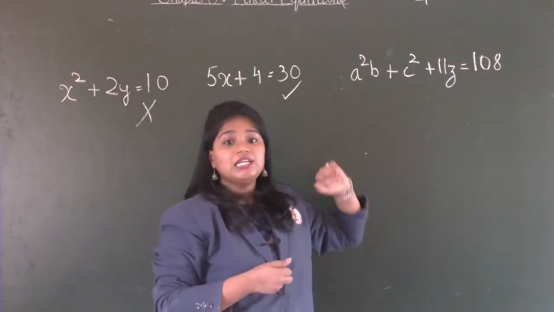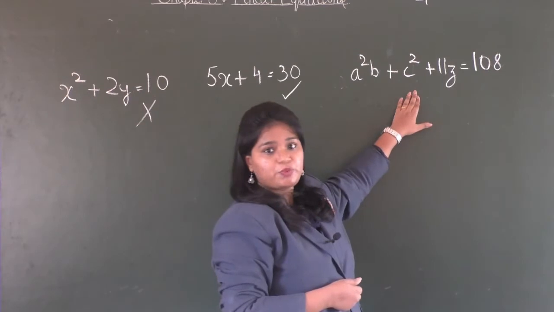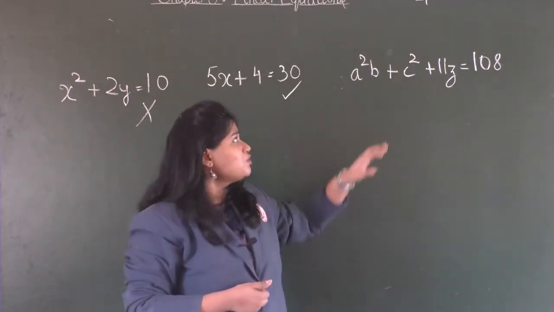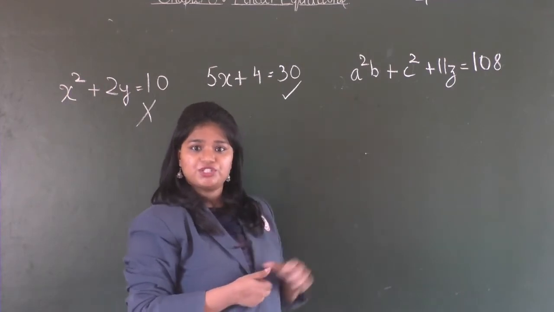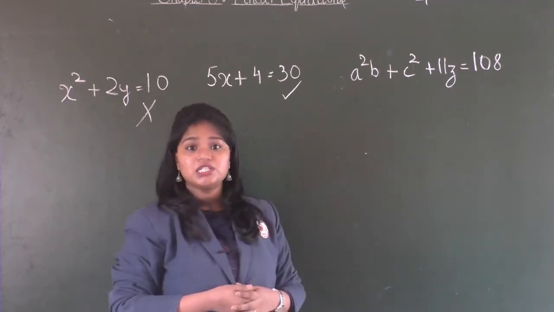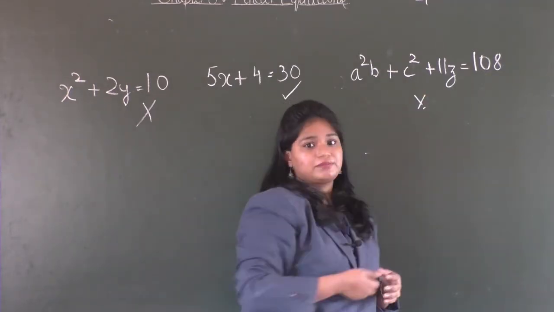Now let's look at the third example, which is a square b plus c square plus 11c equals to 108. Can you say that this equation is a linear equation? No, because the highest power included is 2. So this is not a linear equation.